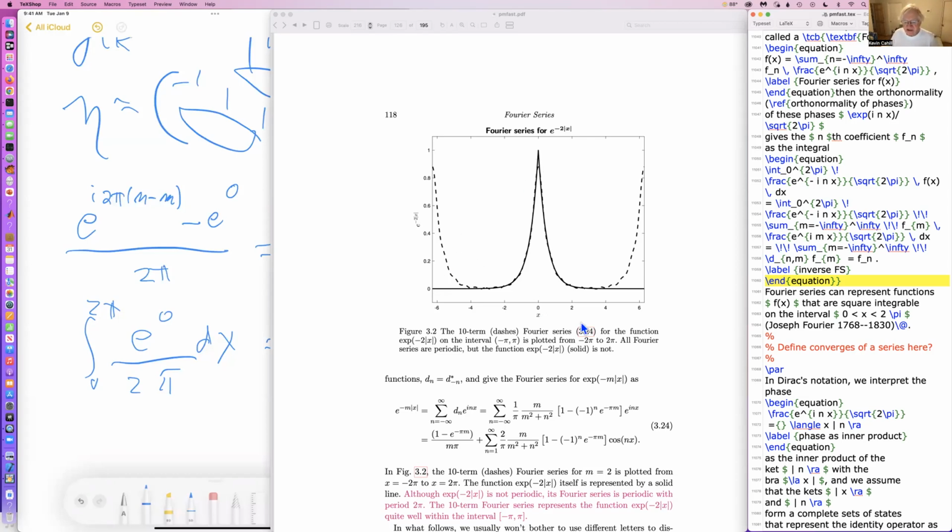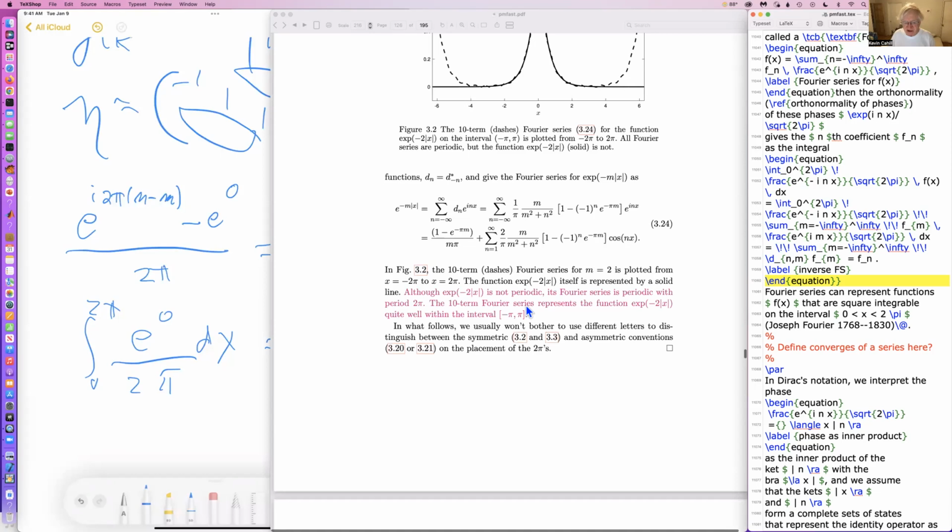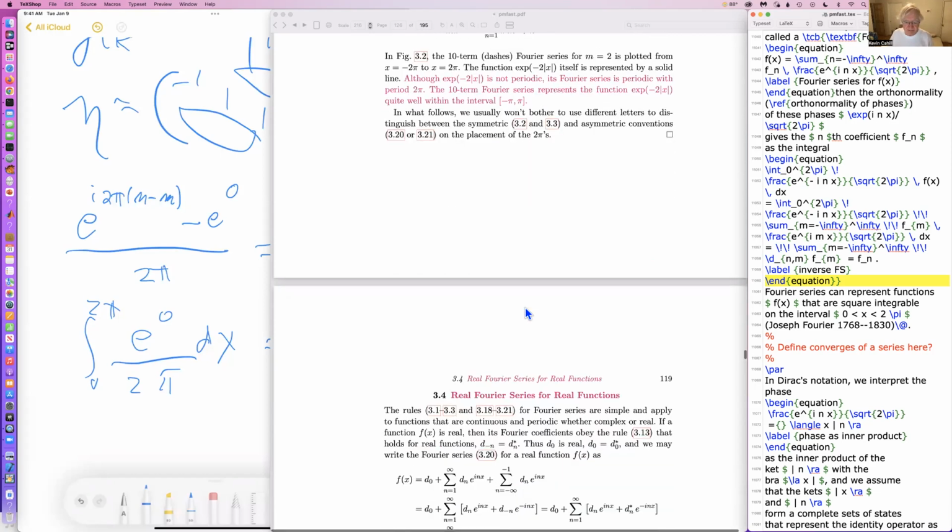Anyhow, the point is that a 10-term Fourier series fits the function quite well from minus pi to pi, but of course diverges enormously outside that, because e to the minus 2 absolute value of x is by no means a periodic function, whereas its Fourier series is automatically periodic. So that's expressed here in magenta.